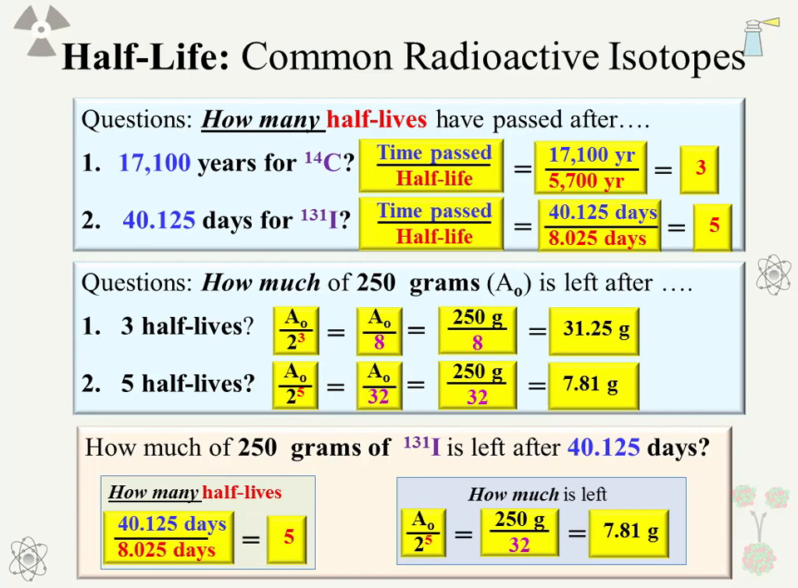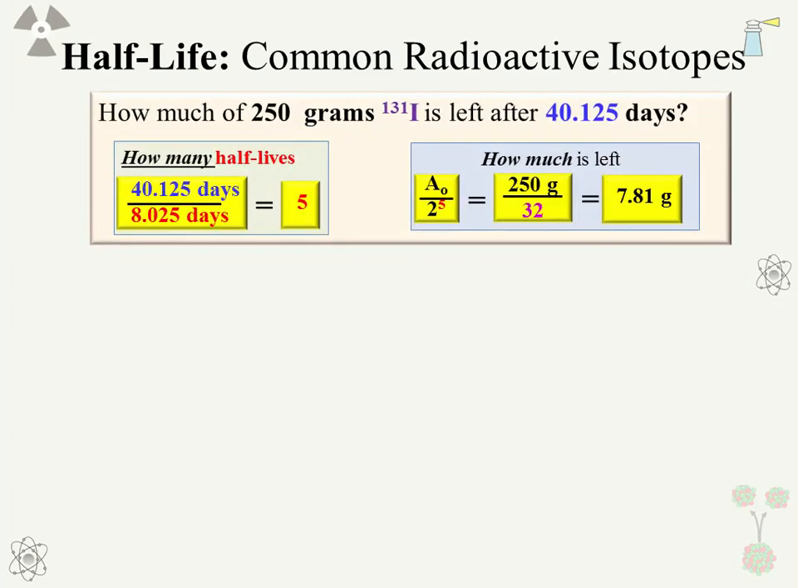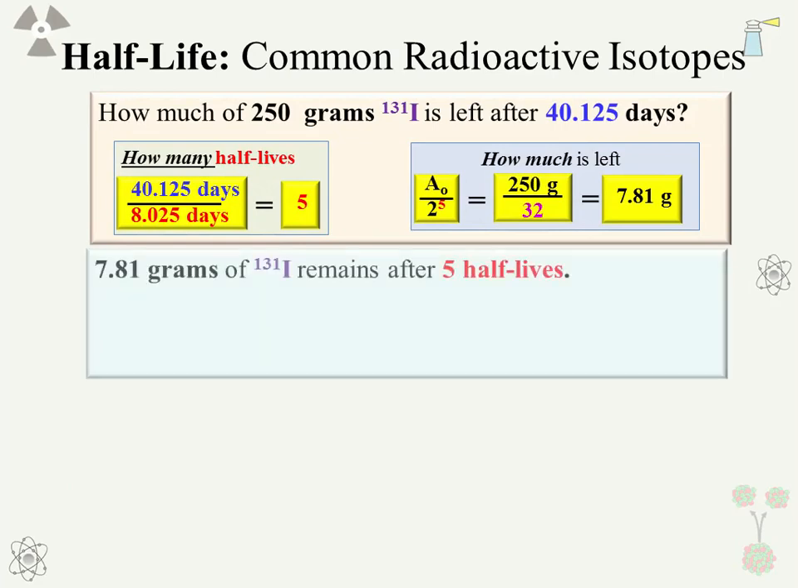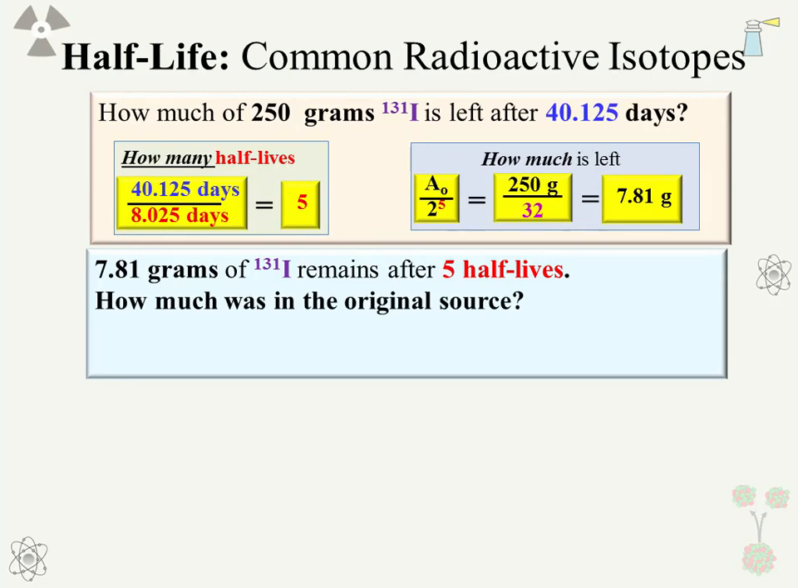We will cover 2 more aspects of problem solving with half-life, and the first is reworking the problem we just solved. What if the question was worded as 7.81 grams of iodine-131 remains after 5 half-lives, and we want to know how much there was in the original sample, that is at time 0. Note that the remaining amount and the number of half-lives are the same as the original question, so that 250 grams will end up being our final answer.